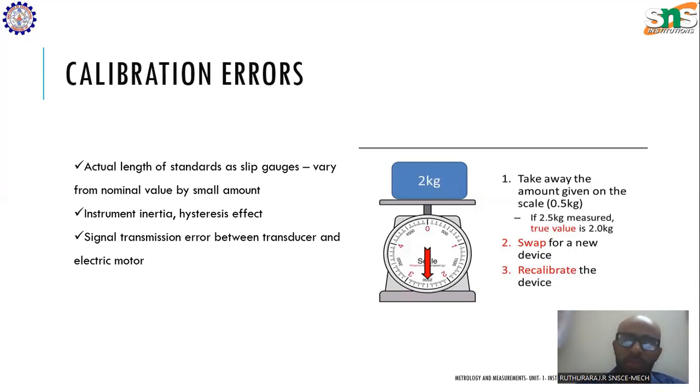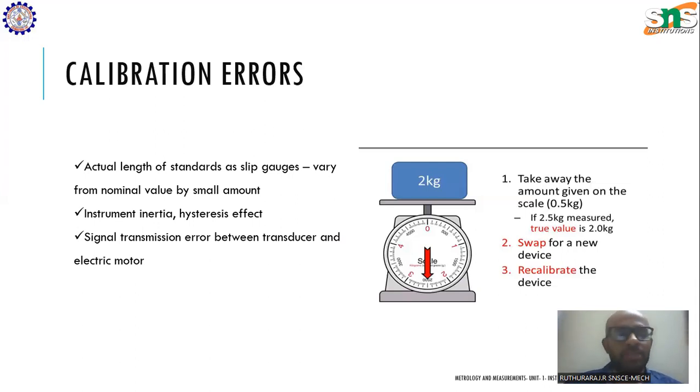So this is what I was explaining. There is a variation from the true value, the actual capacity of the measuring device. It should have shown 2 kg, but due to some error, it is showing 2.5 kilograms. Which means that you have to recalibrate the measuring instrument.